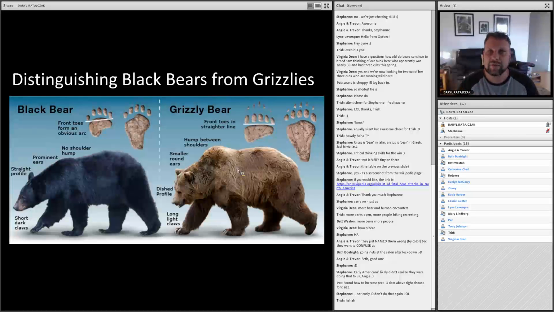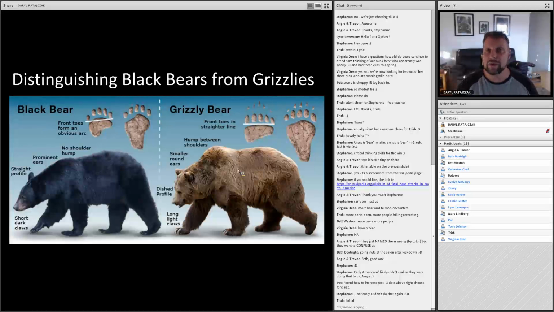Black bears tend to have short, dark claws, whereas grizzlies or brown bears tend to have these long, light-colored claws. And the reason for that is they are serving different functions. Black bears, being much smaller, use their claws primarily for climbing. They're very, very good at climbing trees. If you've seen any of my webinars, you know how much black bears love climbing trees. And so their claws are developed for that.